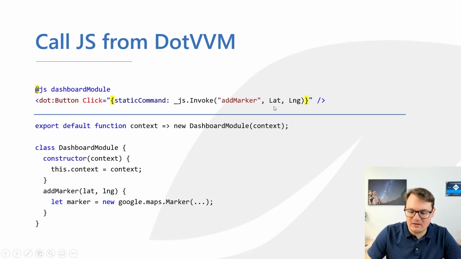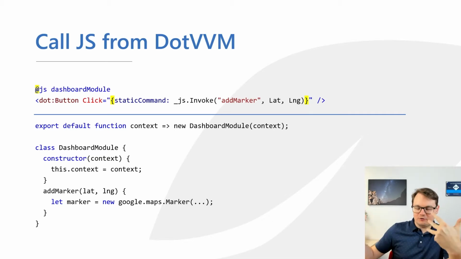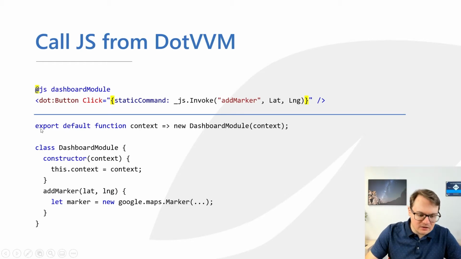And then you can pass any number of parameters to the function, and these are just expressions from your view model. So I'm just taking here latitude and longitude and sending it to the function. And in the JavaScript file, you need to do two things. First is to provide a factory for the module, which is basically this export default function.